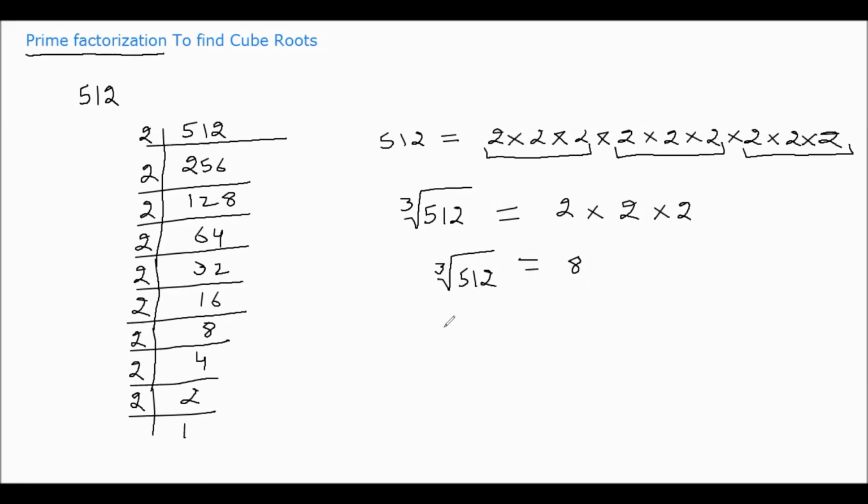Either I can write it like this, or I can also write it as 512 equals 8 cube. Both are correct. This is also correct, and this is also correct. In any way we can write it, but remember, in cube roots we have to make pairs of 3. We have to group them in pairs of 3. We used to make pairs of 2 in square roots whenever it was asking to find the square root, but I repeat, in cube root we make pairs of 3.